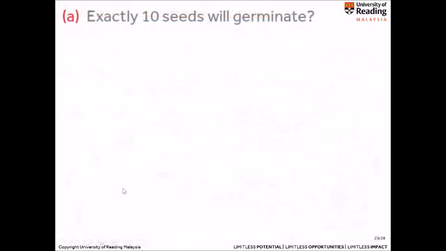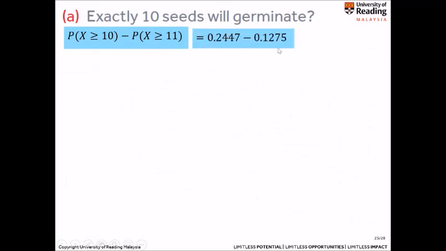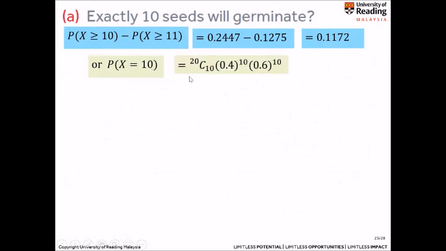Now we go back to the question. Exactly 10 seeds will germinate. So we use the formula given for x equal to 10. It is P(x greater or equal to 10) minus P(x greater or equal to 11). So we have seen in the table, this will be your answer. Now part B, or in part A, you can use calculation because it is quite straightforward. You use the binomial distribution formula and work it out, you should get the same answer.